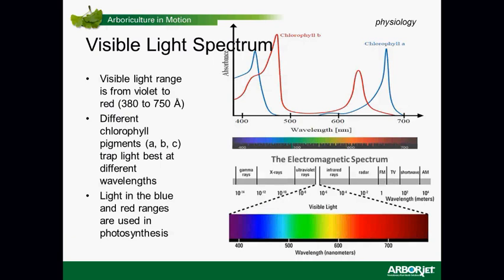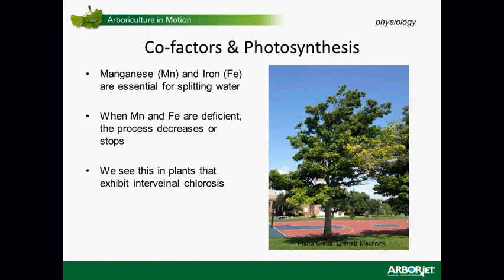Two areas are utilized. Light in the blue and red ranges are used in photosynthesis, and the graph in the upper right shows the differences between the spectra of light between a couple of types of chlorophyll. There's A, B, and C. We're mostly going to talk about chlorophyll A and B that are utilized in plants.